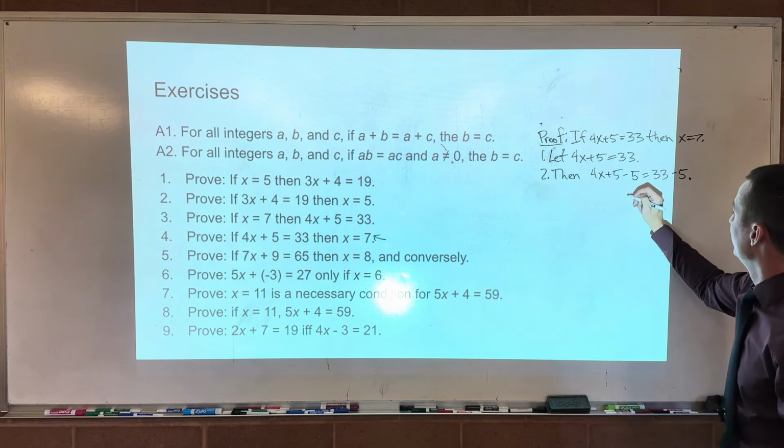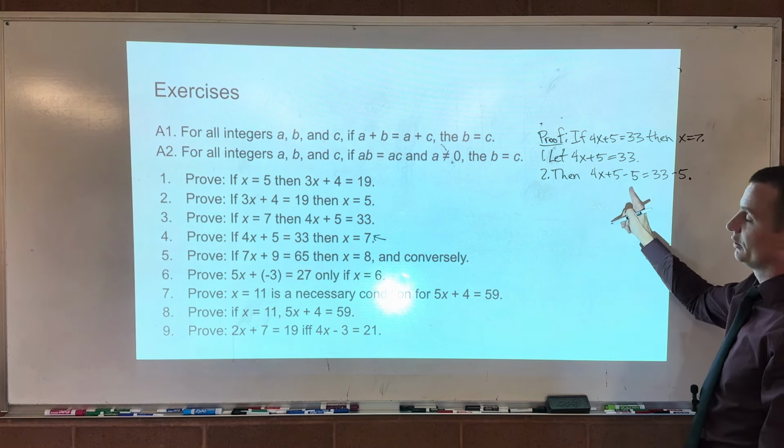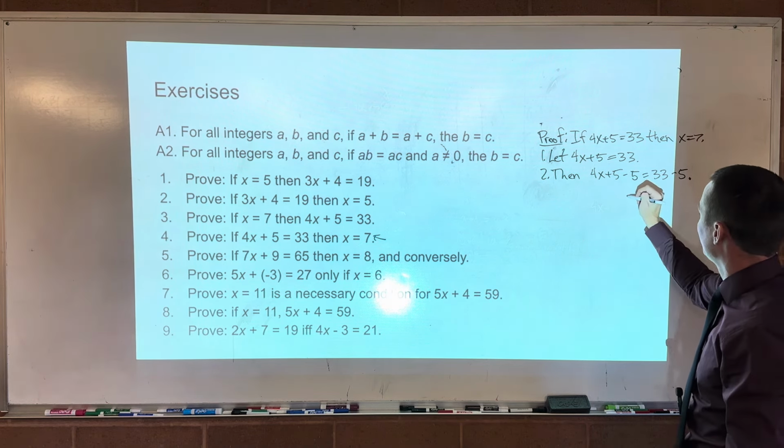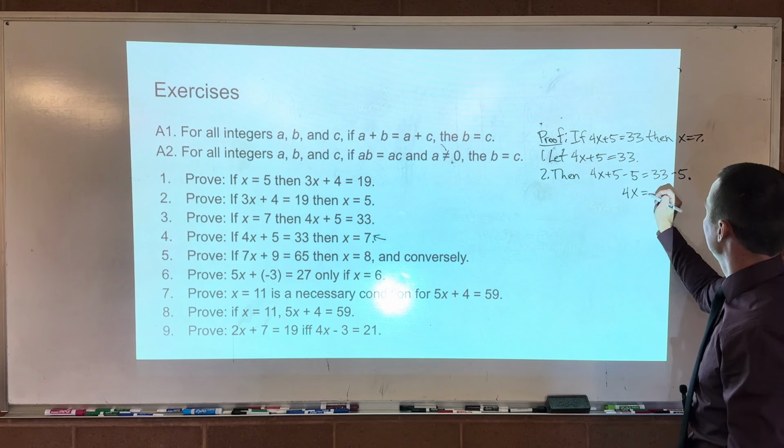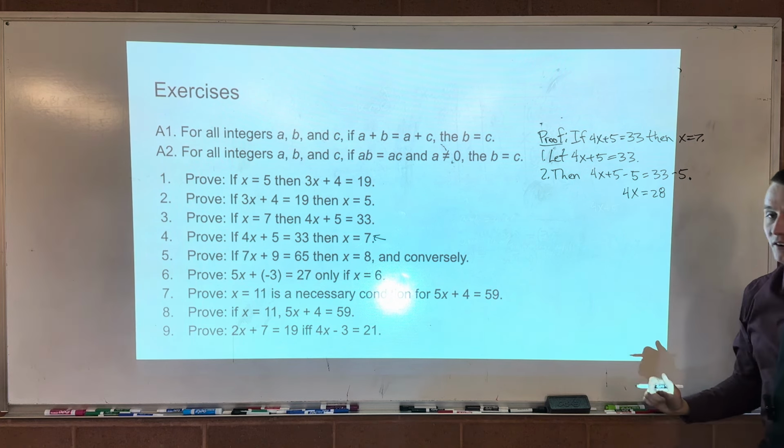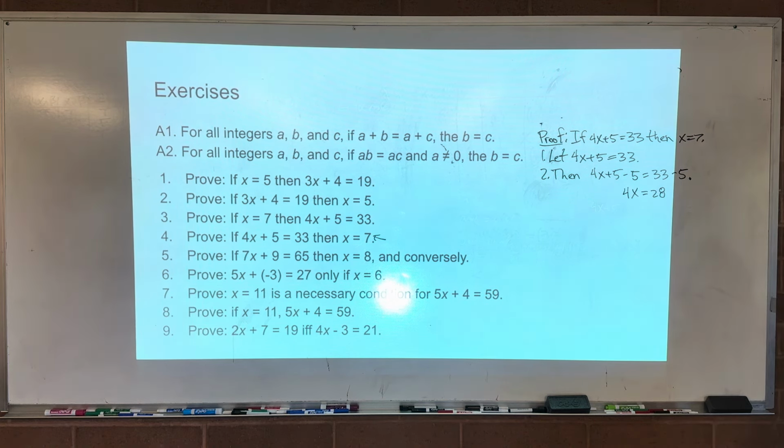Well, we'll just keep manipulating here. So then 5 plus negative 5 is obviously 0. 4x plus 0 is just 4x. So simplifying, we get this is equal to 28. Right? Okay, now what? Multiply both sides by 1/4.